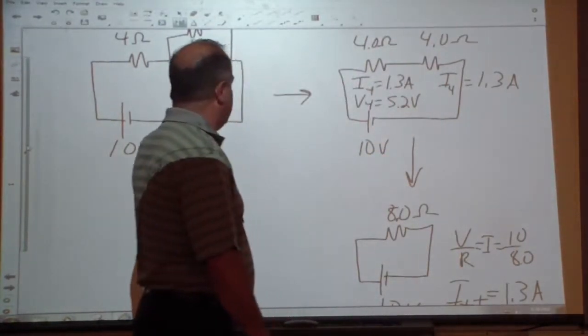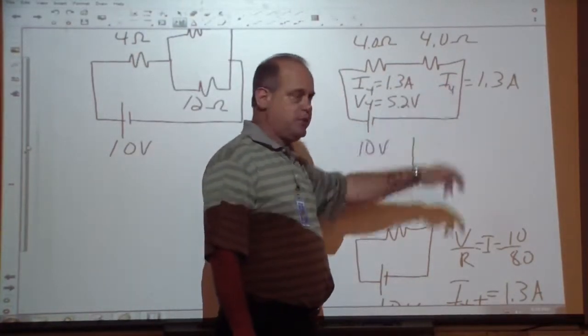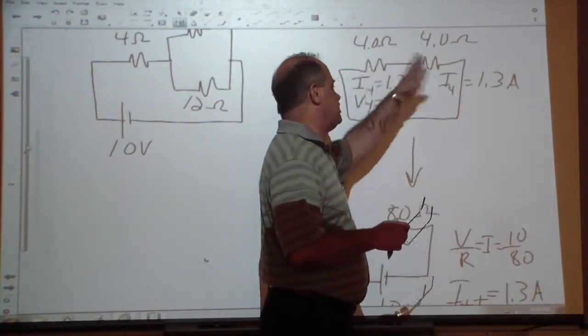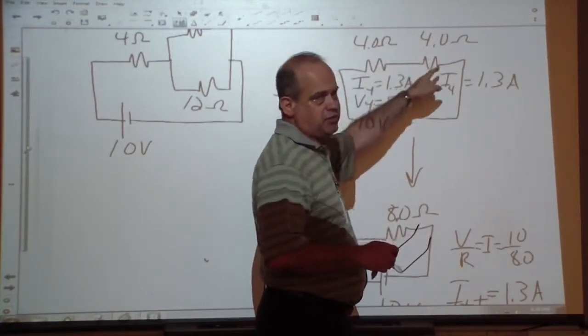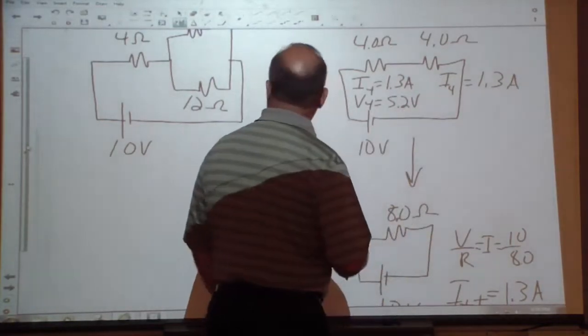This comes from 2 in parallel, right? From these two right here. Therefore, they have the same what as this? Same voltage. Okay? So we got to get the voltage here. That's 4 ohms and that's 4 ohms, and they have the same current. Therefore, same voltage drop, right? All right, so we're going to do that.